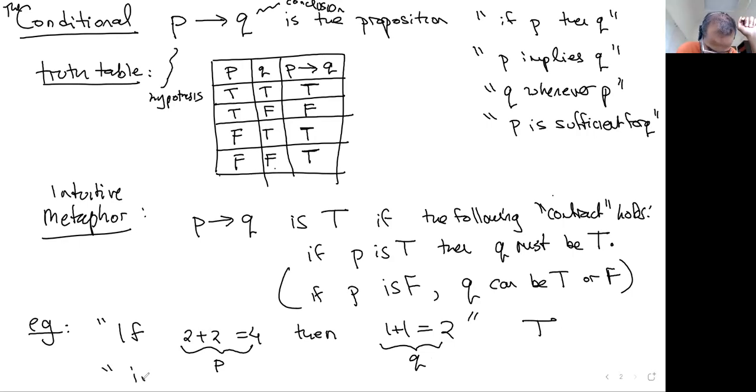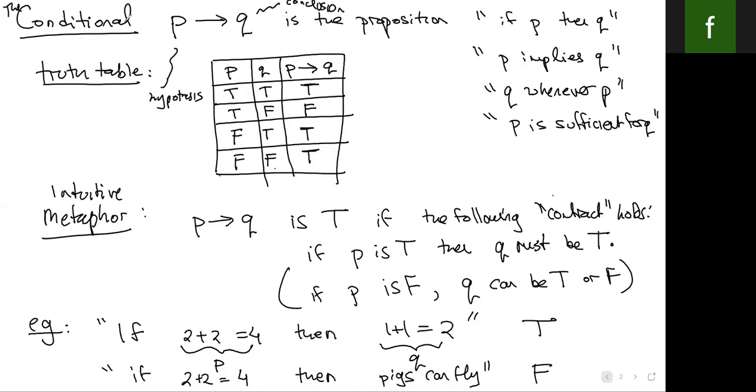So let's say if 2 plus 2 equals 4, then pigs can fly. This is false, right? Because the hypothesis is true, but the conclusion is false. This conditional proposition is false. And maybe more interestingly, let's look at another proposition.